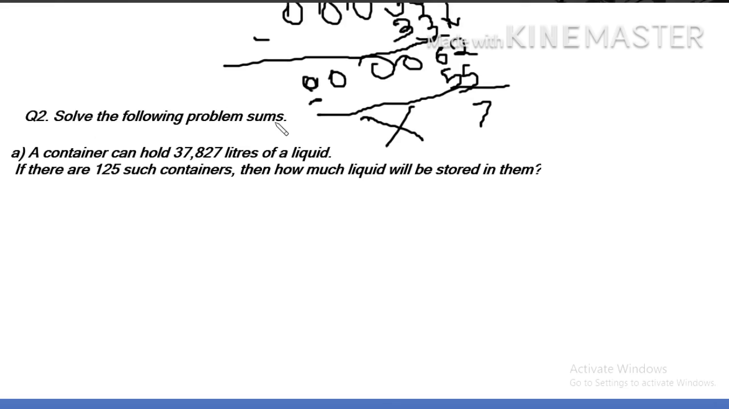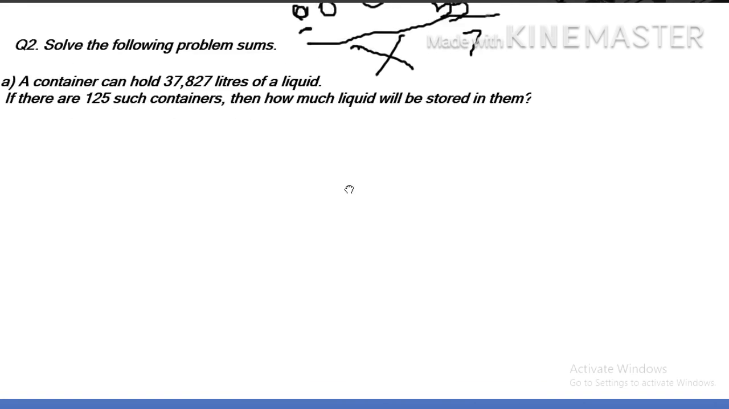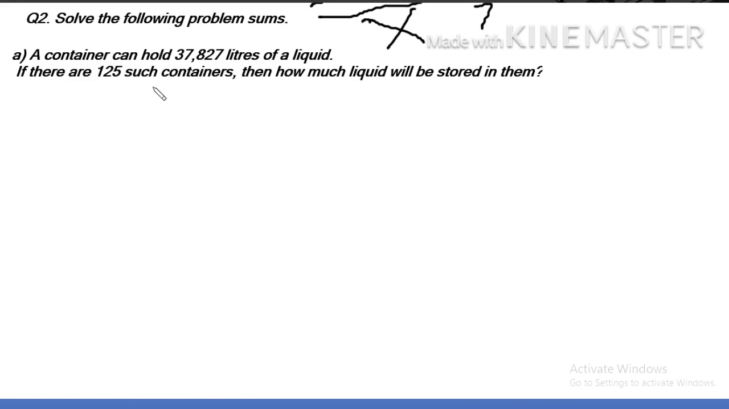Solve the following problem sums. A container can hold 37,827 liters of a liquid. If there are 125 such containers, then how much liquid will be stored in them? So for taking it out, we have to multiply it, because it is asking for 125 such containers and there is only one container which can hold this many liters of liquid. So let's multiply it. First we will write the statement.